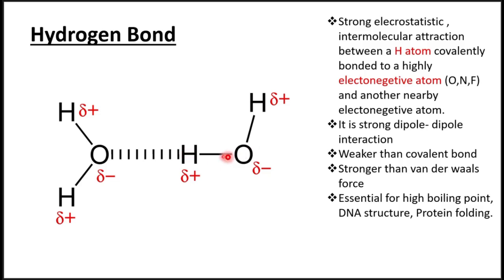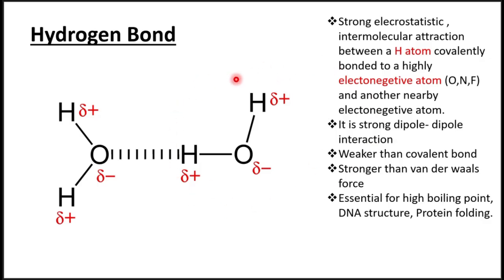So this hydrogen is covalently bonded to oxygen. Here in the case of water, one hydrogen atom is covalently bonded to the oxygen atom of its own molecule. So between this hydrogen and another nearby electronegative atom, which is the nearby electronegative atom? It is the oxygen of another water molecule. This is a strong electrostatic intermolecular attraction. Intermolecular means between two molecules. This is one water molecule and this is another water molecule.